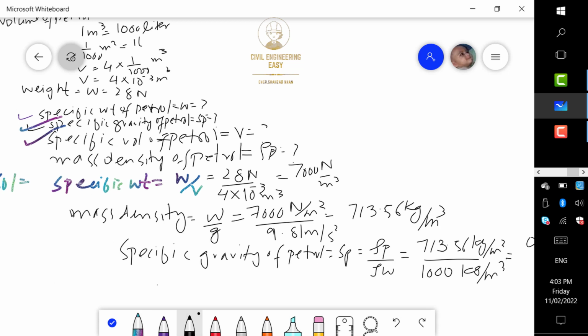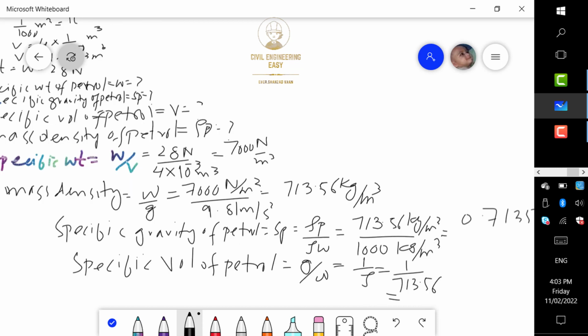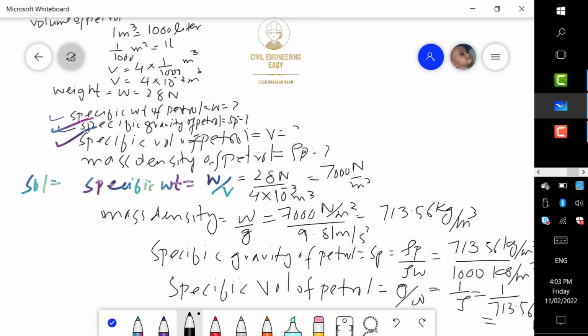Next, we need to find out the specific volume of petrol. For that, we have the relation that the specific volume of petrol is equal to the gravitational acceleration divided by the specific weight of petrol, or it is the inverse of mass density. We have already calculated the mass density, that is 713.56. The specific volume of petrol will be equal to 1.4 multiplied by 10 raised to power minus 3 cubic meter per kg. And in the last, the mass density is 713.56 kg per cubic meter.